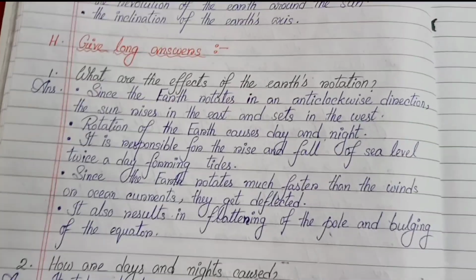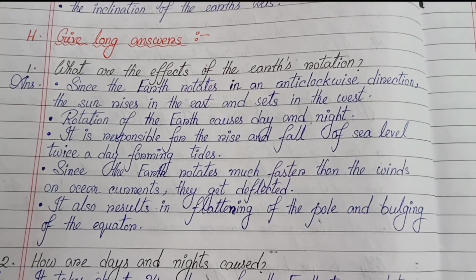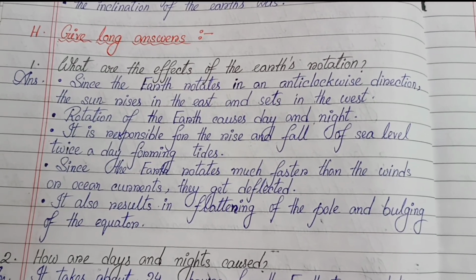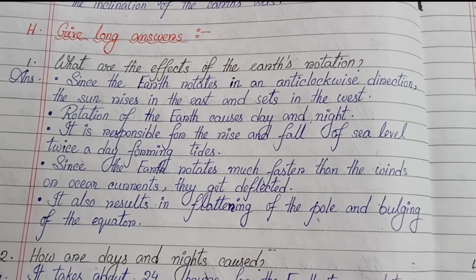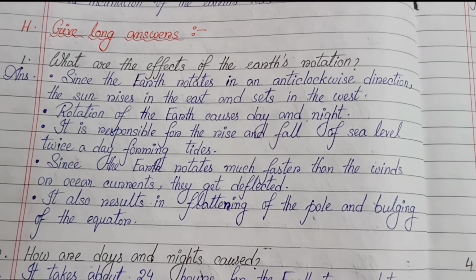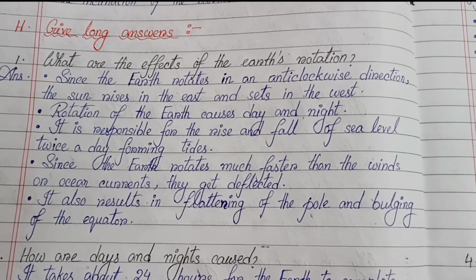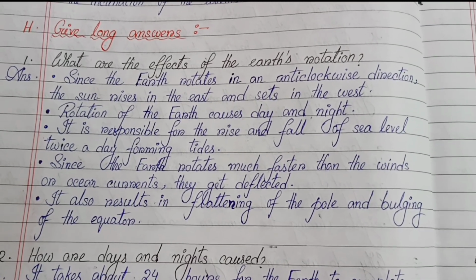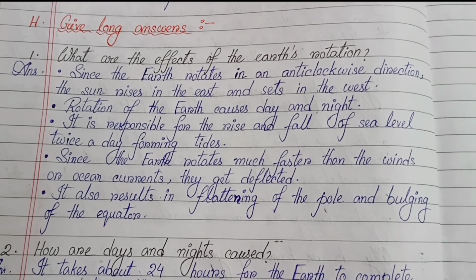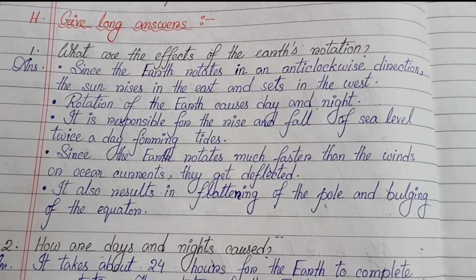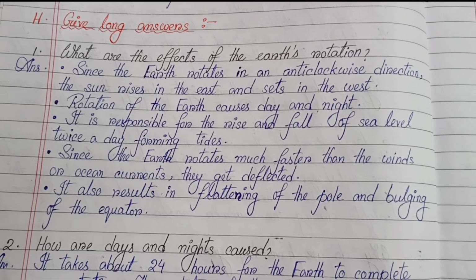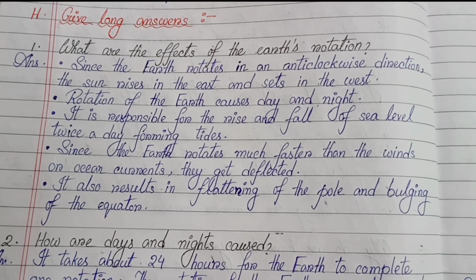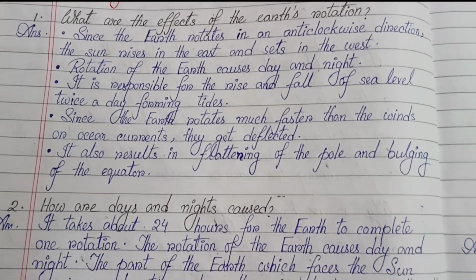Number 8, long answers. What are the effects of the earth's rotation? Since the earth rotates in an anti-clockwise direction, the sun rises in the east and sets in the west. Rotation of the earth causes day and night. It is responsible for the rise and fall of sea level twice a day, forming tides. Since the earth rotates much faster than the winds or ocean currents, they get deflected. It also results in flattening of the poles and the bulging of the equator.